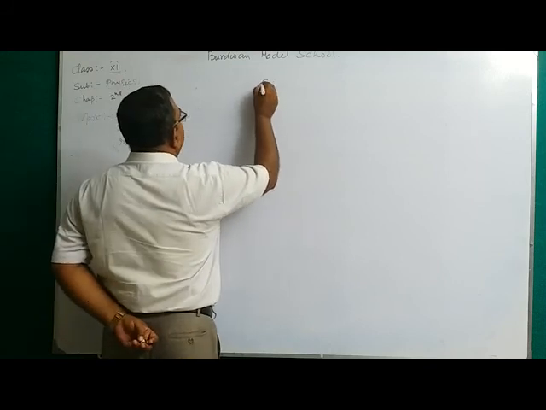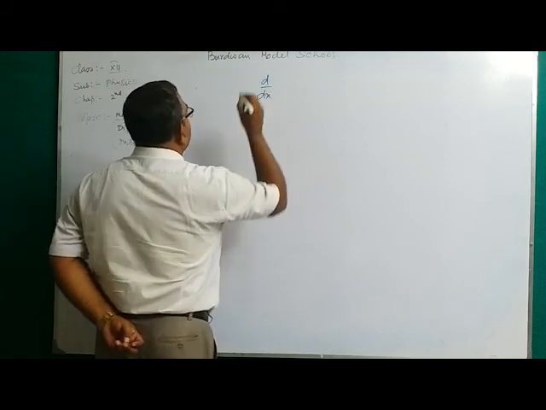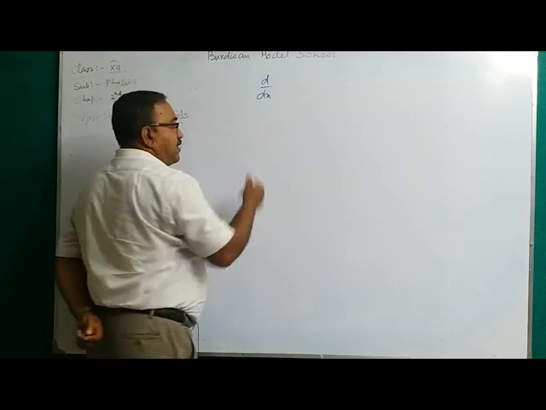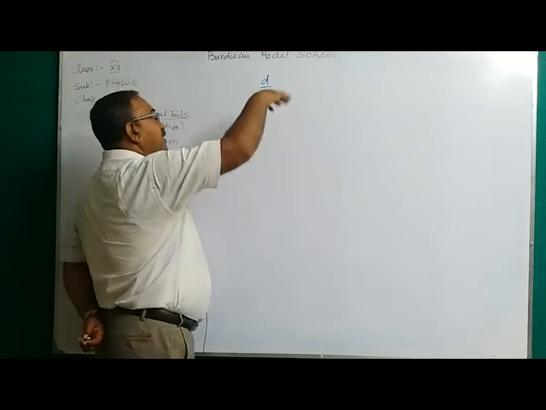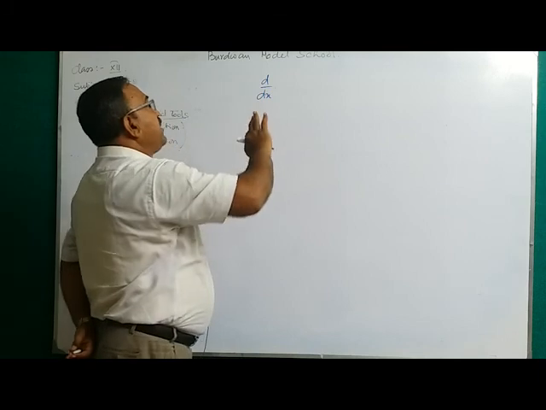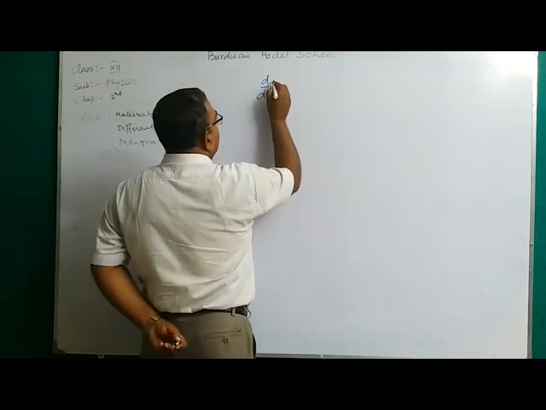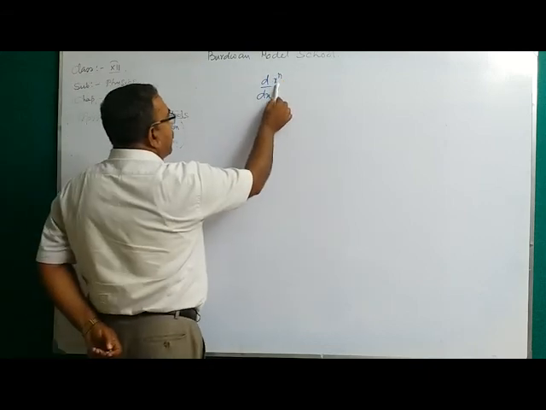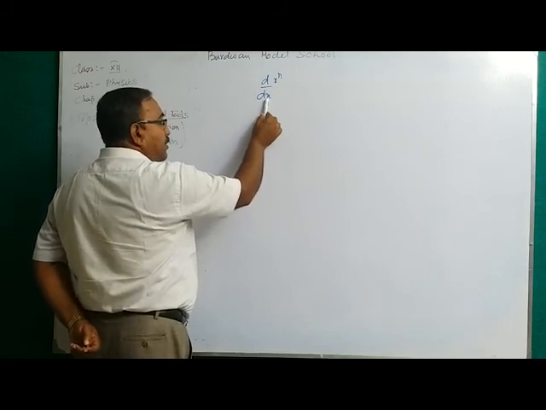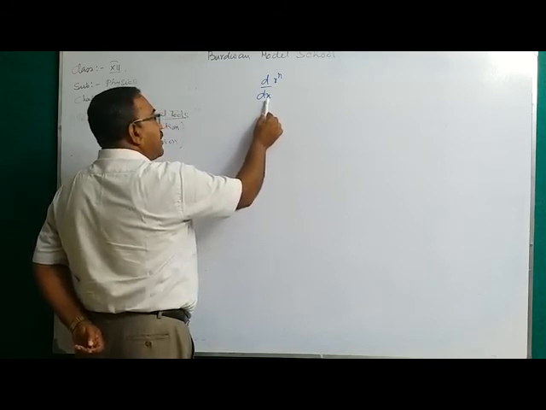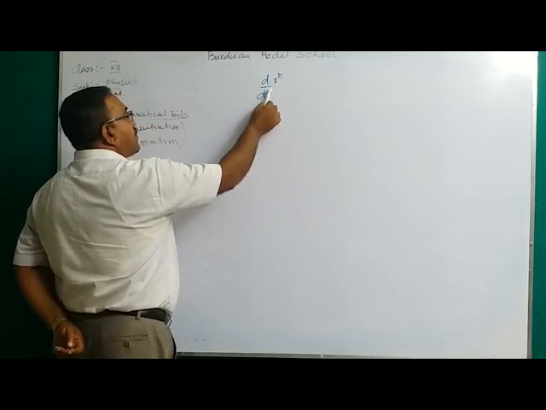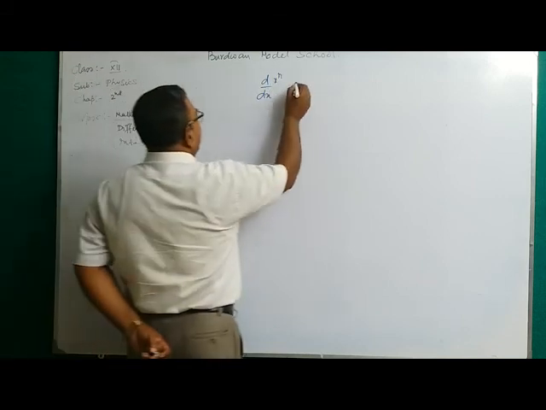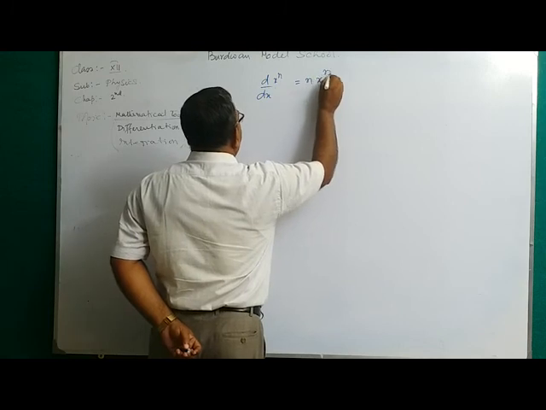Suppose the new term d dx. Some students think the d's cancel each other, giving 1 by x, but this is a mathematical term. d dx of x to the power n. This is the variable, this is the function, with respect to x, you try to find out the value of this. That formula will be n x to the power n minus 1.